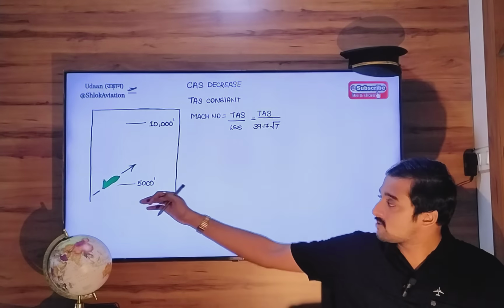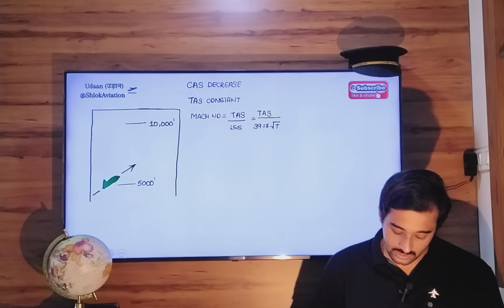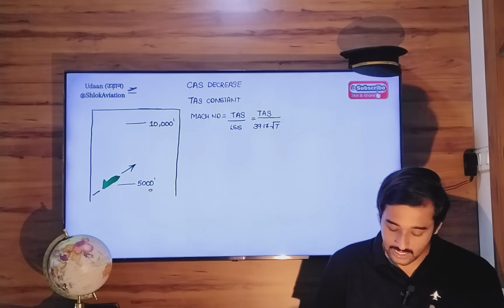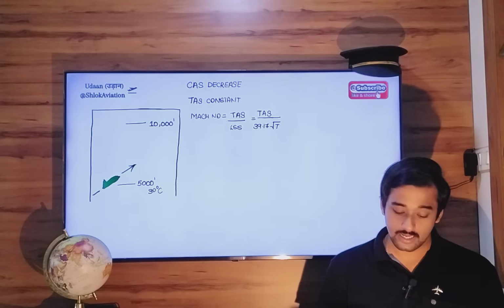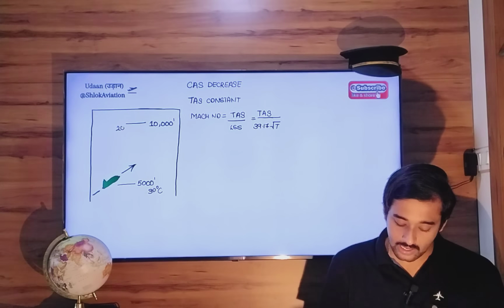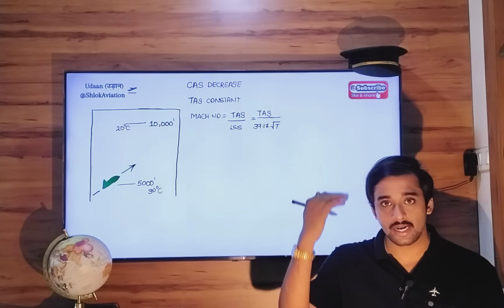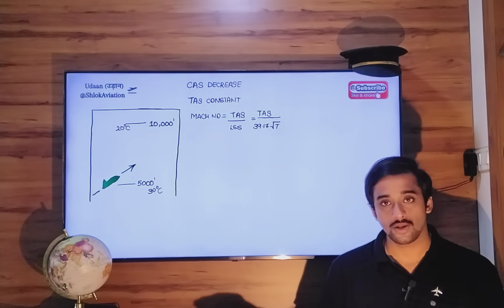Now at 5000 feet, let's say our atmospheric temperature is warm. It is 30 degrees Celsius. At 10,000 feet, it's a bit cold. Atmospheric temperatures will decrease, right? Lapse rate. It's 20 degrees Celsius.